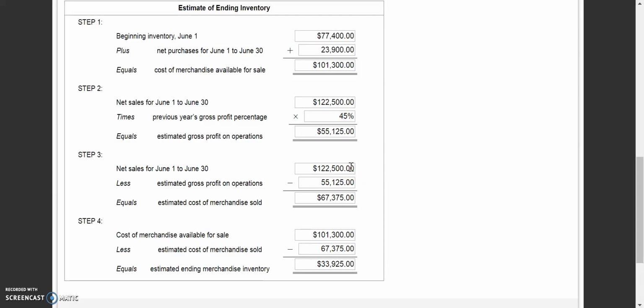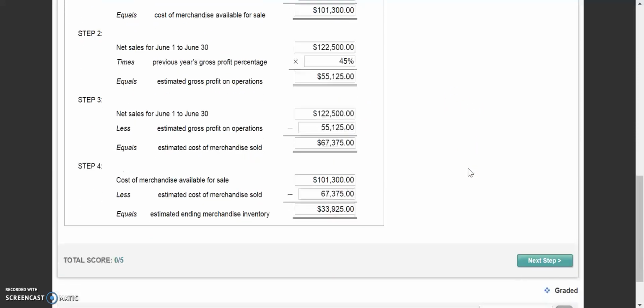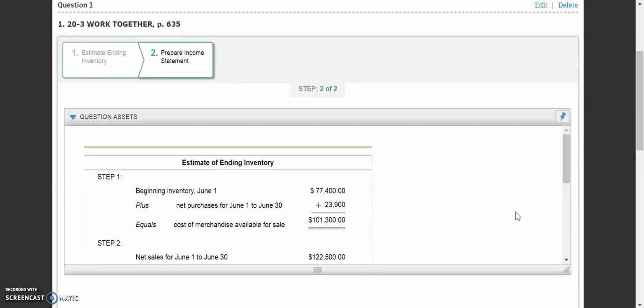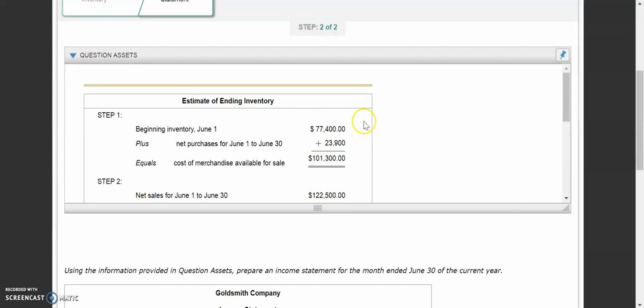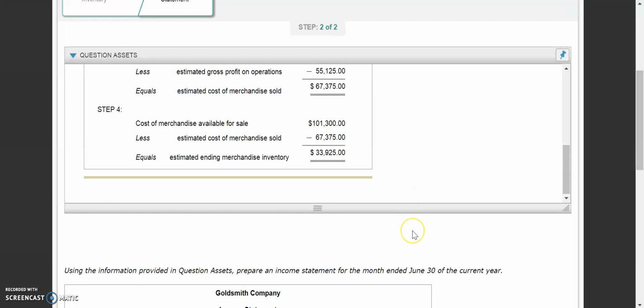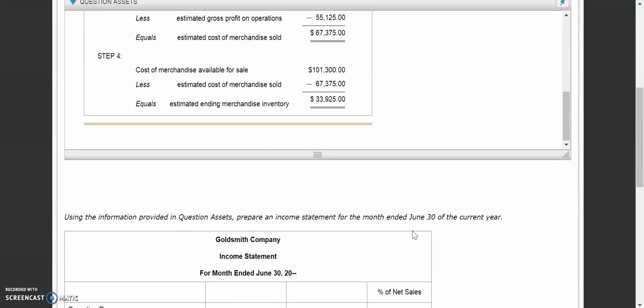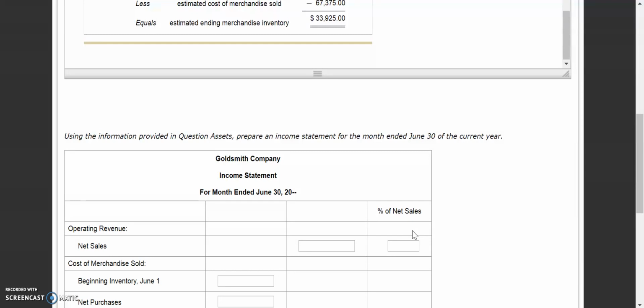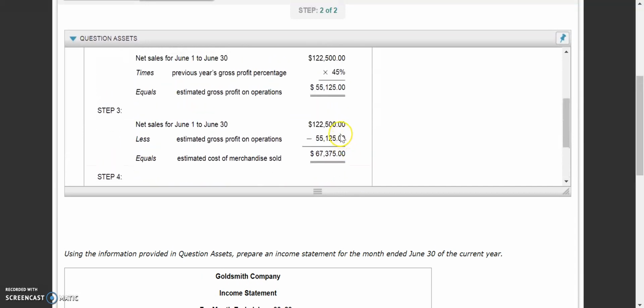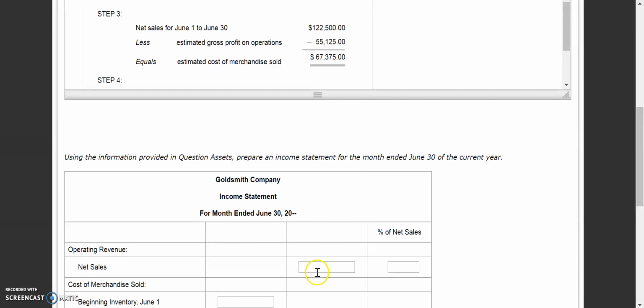Now, once we've completed our estimation, we're going to go over and complete our income statement for the month of June. So here they have put for us our estimated ending inventory. We've got all of this amount in here, and we're going to use the information provided to prepare our income statement for the month. So remember, our net sales amount was given to us. If you need to remember, you can go back in here. It'll tell you your net sales is 122,500. So we come down here and put 122,500.